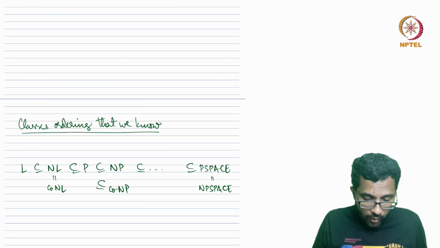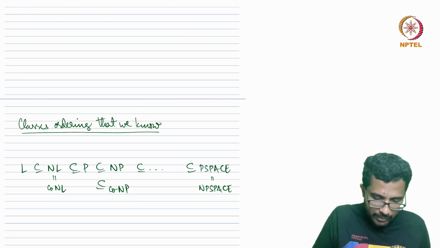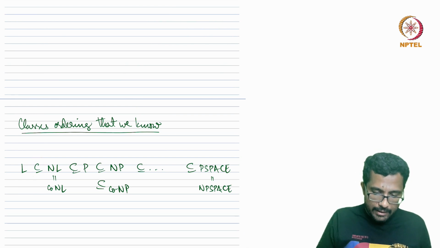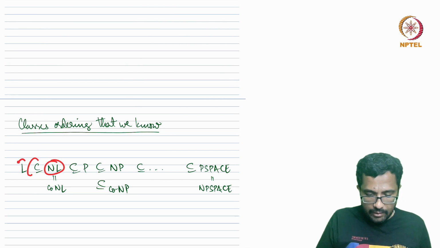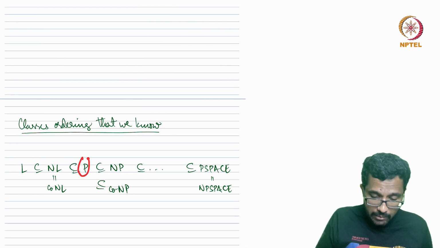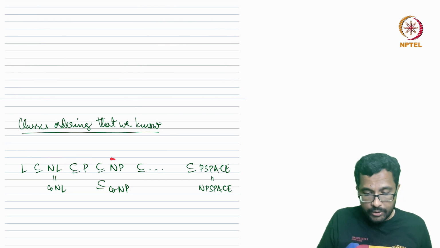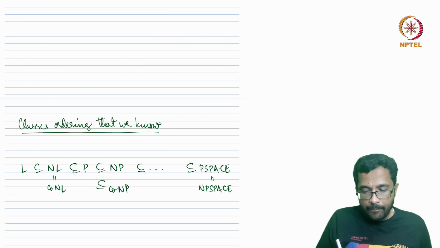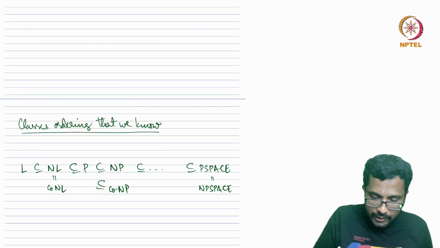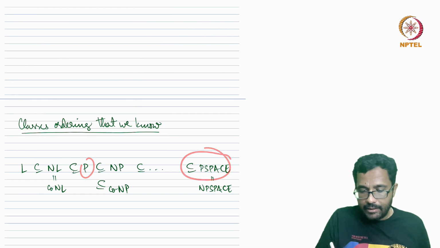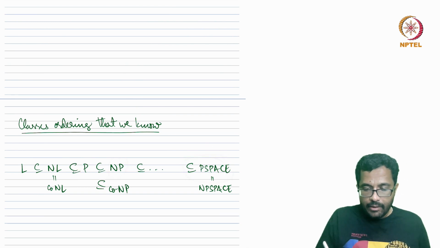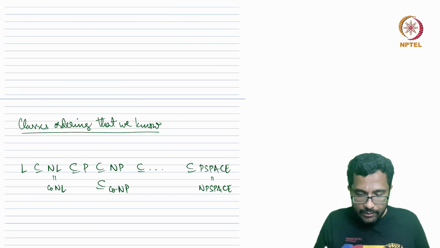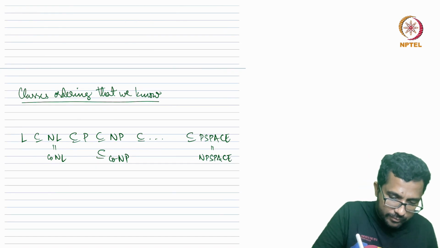And the thing is that for all of these inclusions, these containments, we don't know whether it is proper or not. We don't know if there is a language that is in NL but not in L. We don't know if there is a language in P but not in NL. We don't know if there is a language in NP but not in P. We don't know P versus NP. We don't know P versus co-NP. So all of this we do not know. We don't know how P and PSPACE are related. We don't know how NP and PSPACE are related. Is there a language in PSPACE but not in NP? We don't know. The only thing that we know, however, is this.